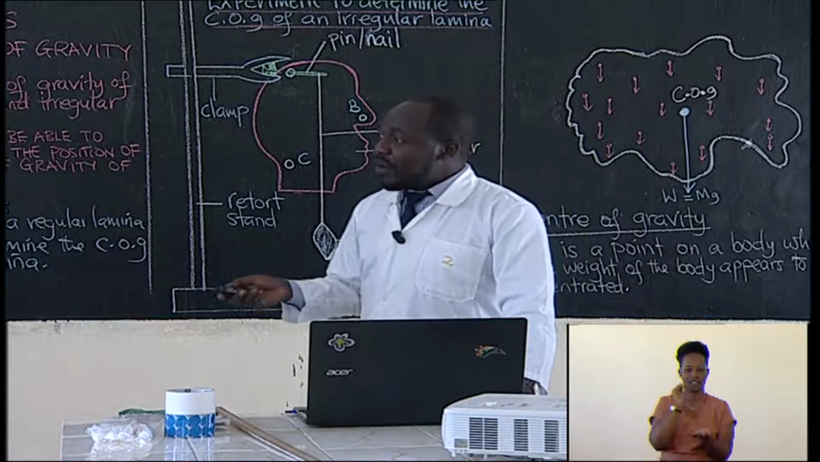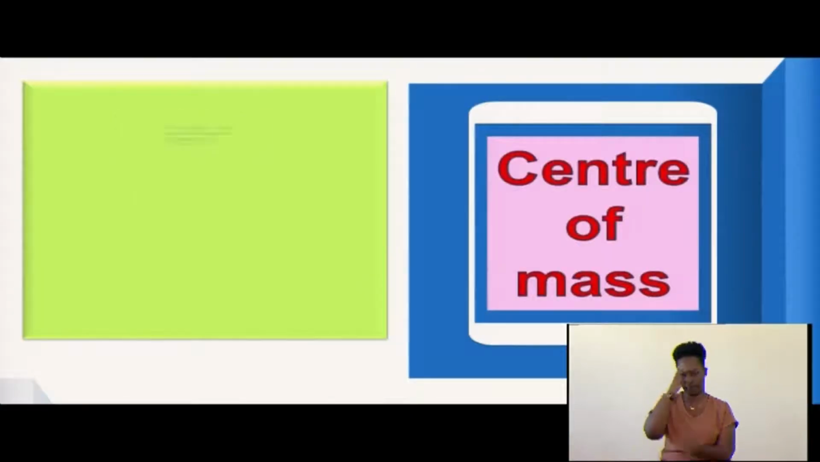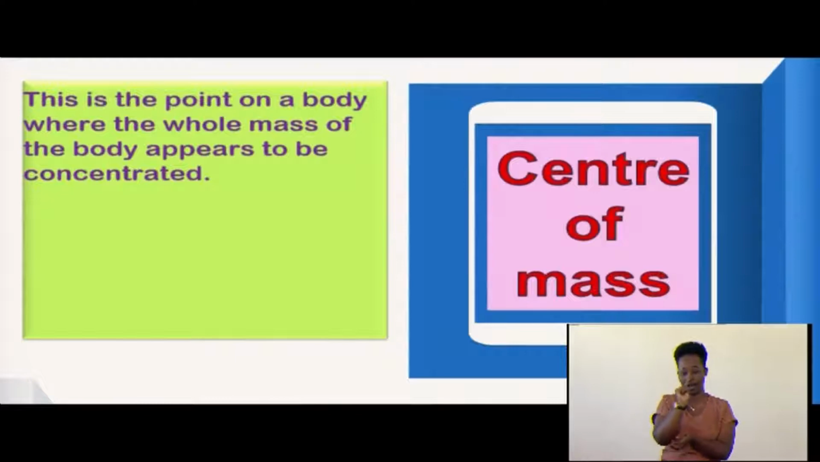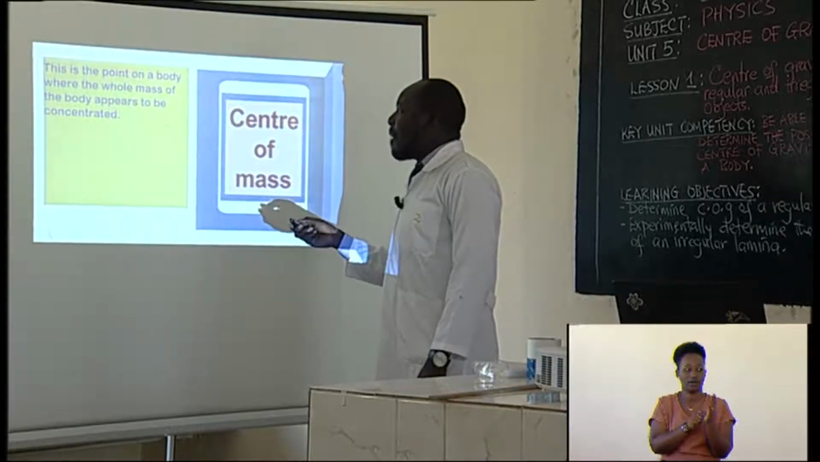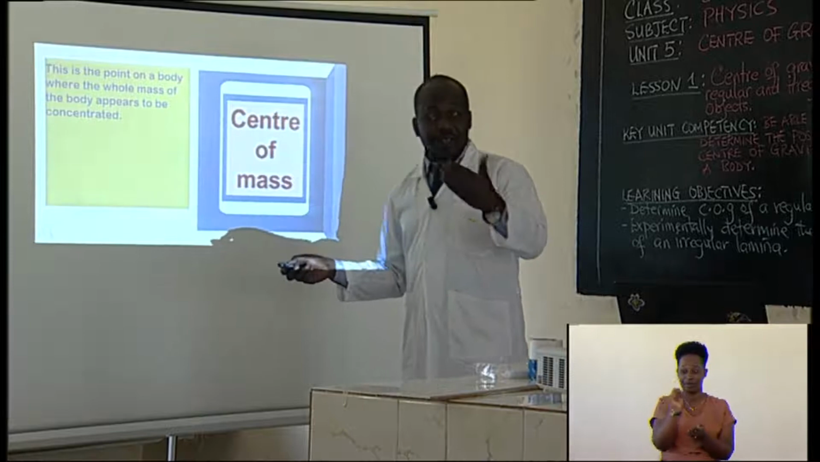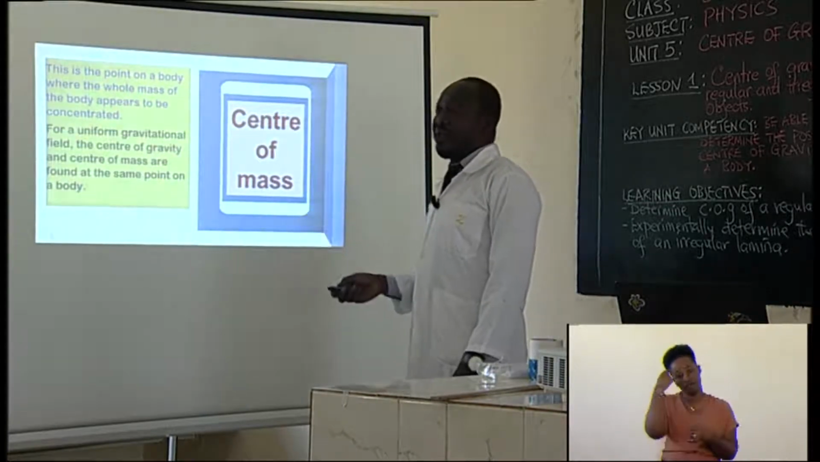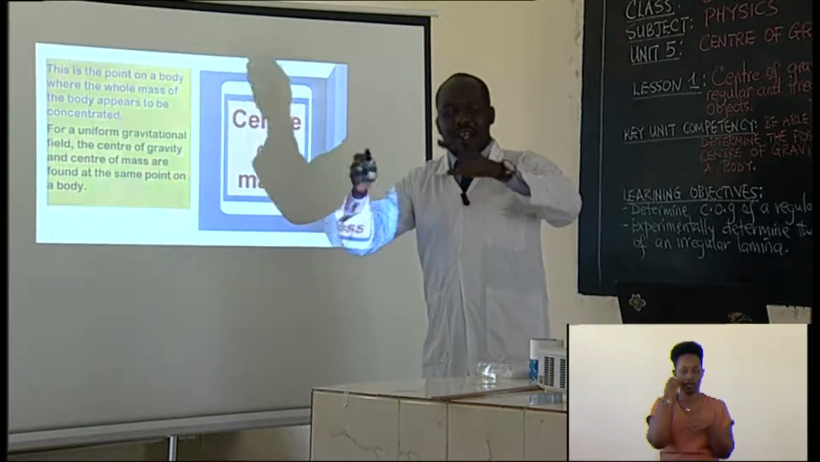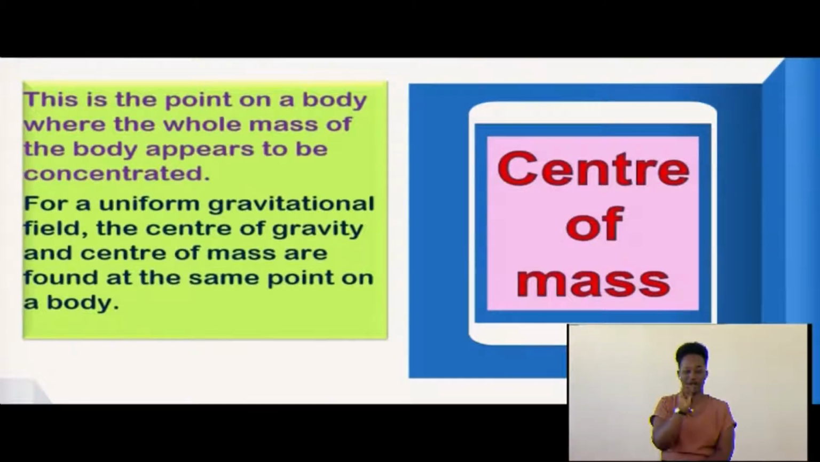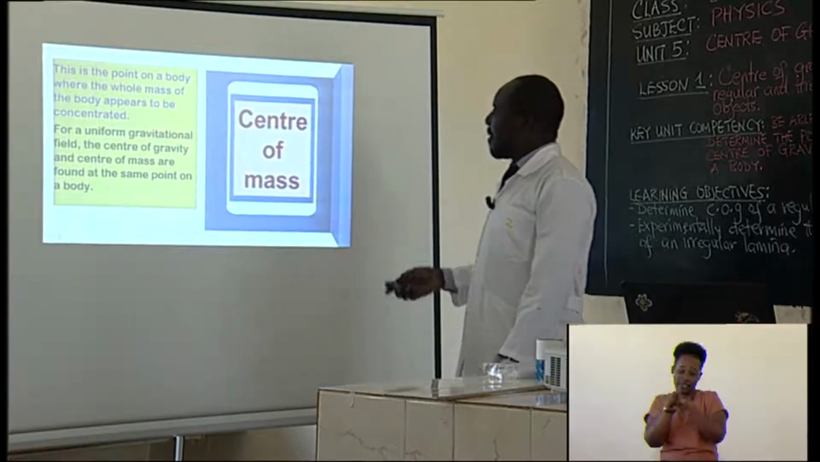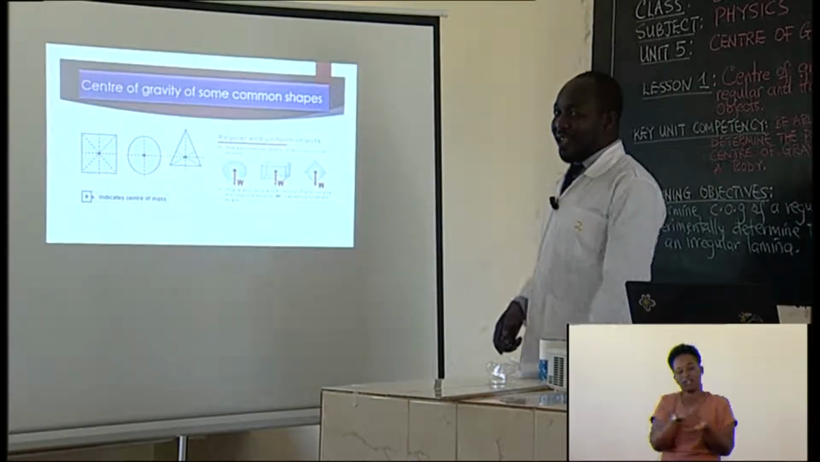Center of mass. Remember, we have already defined it. We said center of mass is the point on a body where the whole mass of the body appears to be concentrated. That's what we call center of mass. Now, for a uniform gravitational field, if you go to a place where the gravitational field strength is uniform, the center of mass is going to be at the same point as the center of what? Of gravity. So in a uniform field, those two are the same, center of mass and center of gravity. Okay? Hope you're following that.